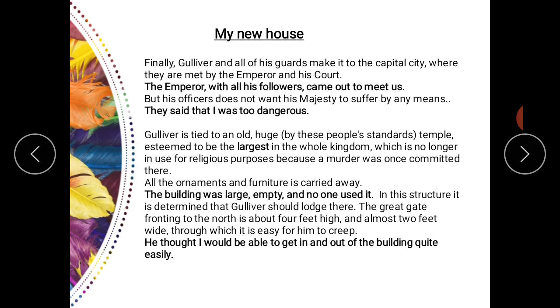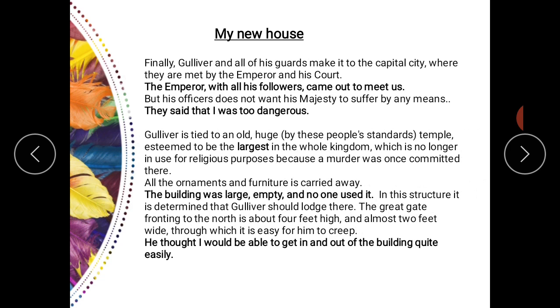The emperor with all his followers came out to meet us, but his officers did not want his majesty to suffer by any means. They said that I was too dangerous, so he was guarded by them. Gulliver is tied to an old, huge, by these people's standards, temple, esteemed to be the largest in the whole kingdom, which is no longer in use for religious purposes because a murder was once committed there. All the ornaments and furniture were carried away. The building was large, empty, and no one used it.